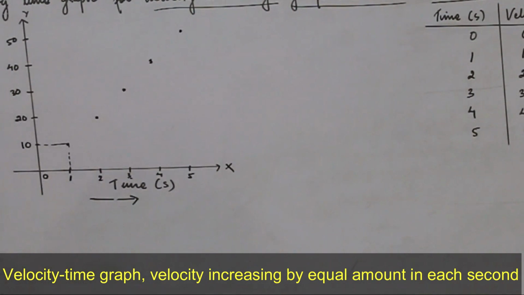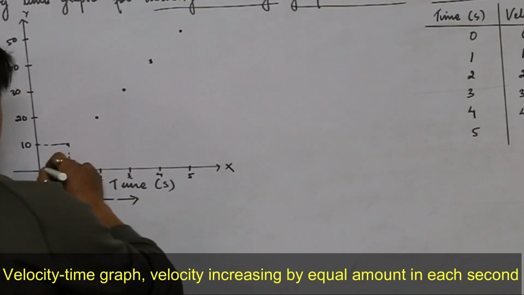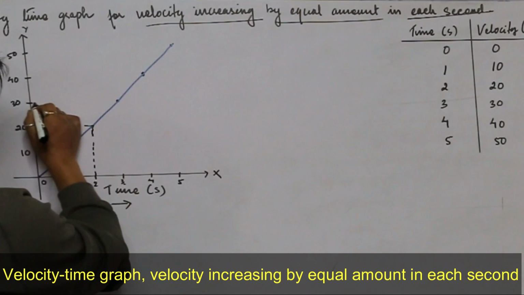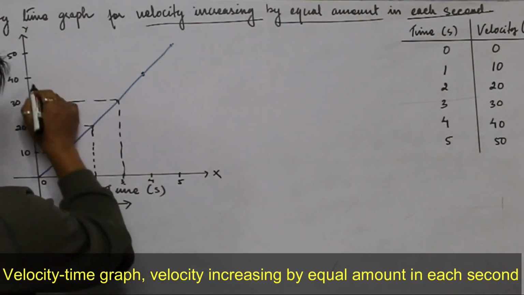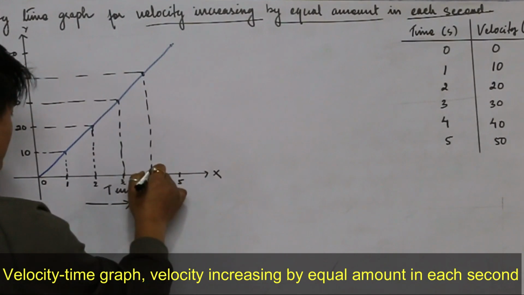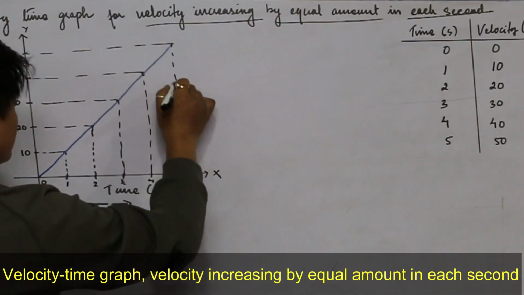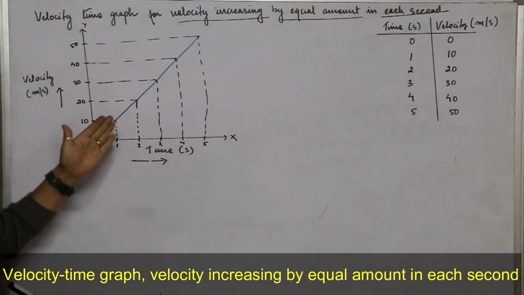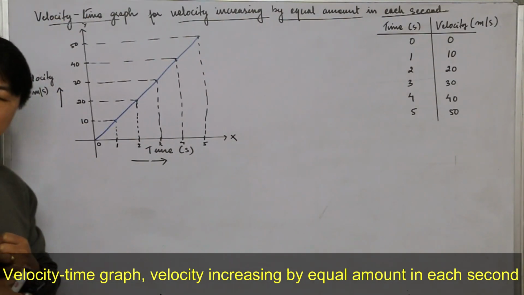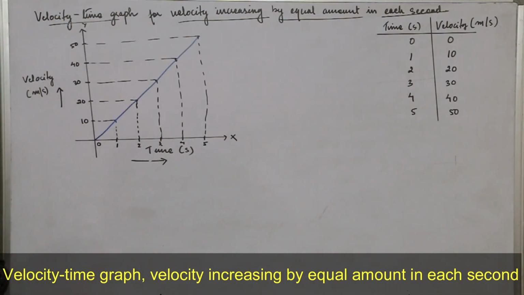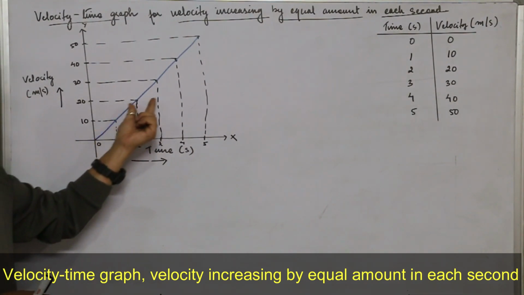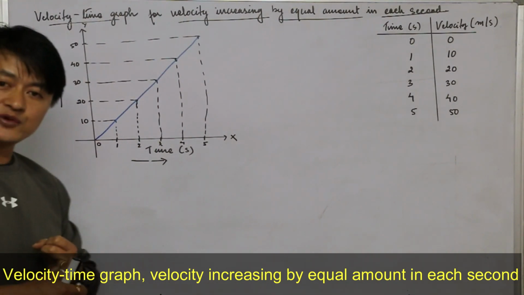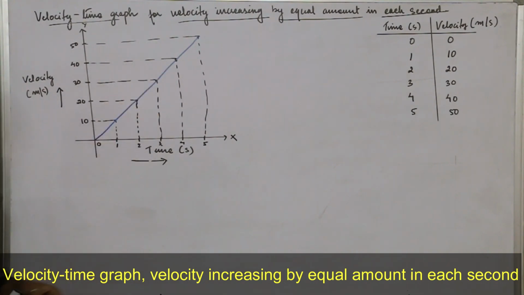Now if you join these points, we will get a straight line, a slope. For 2 seconds it's here, 3 seconds, 4 seconds, and say this is 5 seconds. So we already learned that with the velocity time graph, one, we can determine the displacement of the moving body in a certain interval of time. By taking any two intervals of time, we can easily determine the displacement, and we can also determine the acceleration with the help of this slope.